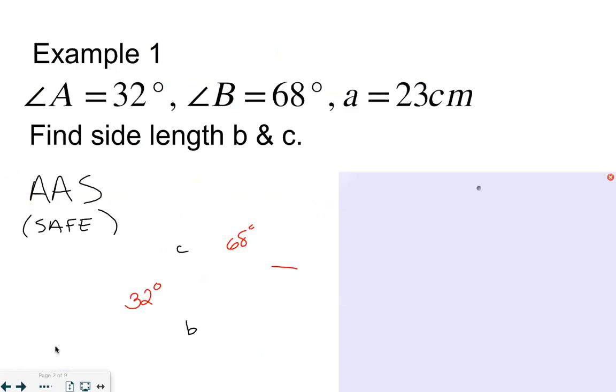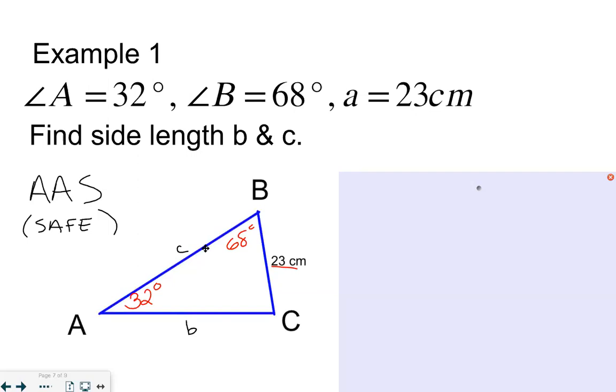Our first example gives an angle of 32 degrees, an angle of 68 degrees, and a side length of 23 centimeters. So here we have two angles and a side length given, and we need to find side lengths b and c. First, we want to sketch a triangle and label it appropriately. I have triangle ABC here with the given angle measures and the side opposite angle A. Now I need to look at whether this is a safe case to use. I have an angle, angle, side scenario here, so that's a safe case.